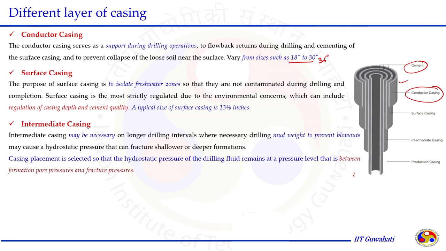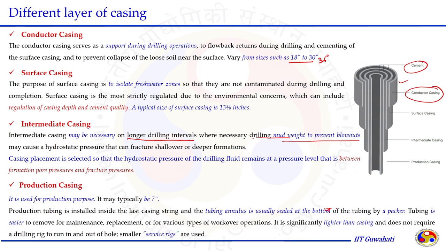Then comes the intermediate casing. Intermediate casing may be necessary on longer drilling intervals, where the drilling mud weight necessary to prevent blowout may cause a hydrostatic pressure that can fracture shallow or deeper formations. To stop that, the intermediate casings are installed. The casing placement is selected so that the hydraulic pressure of the drilling fluid remains at a level that is between the formation pore pressure and the fracture pressure. So fractures are not created by this circulating drilling mud.